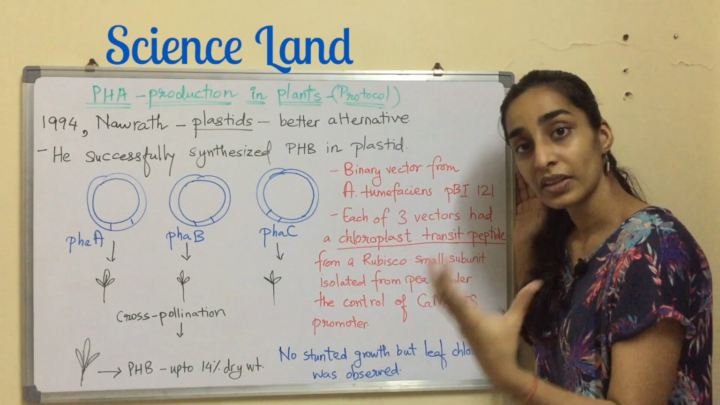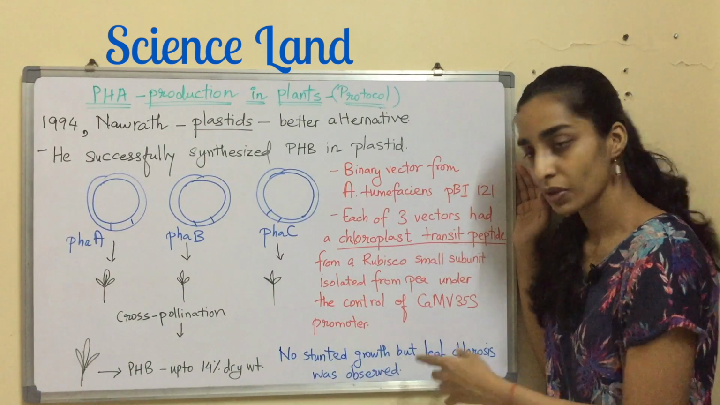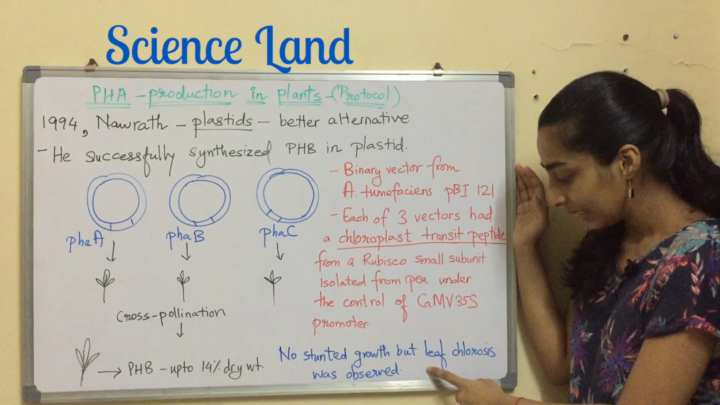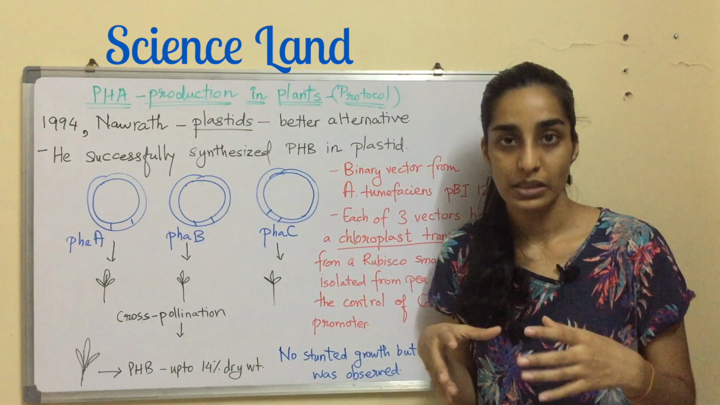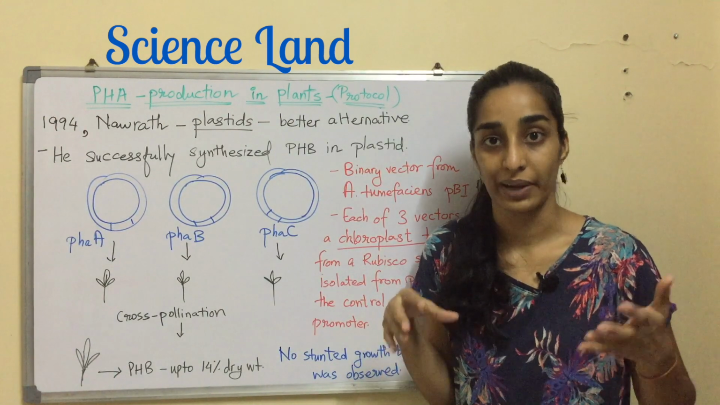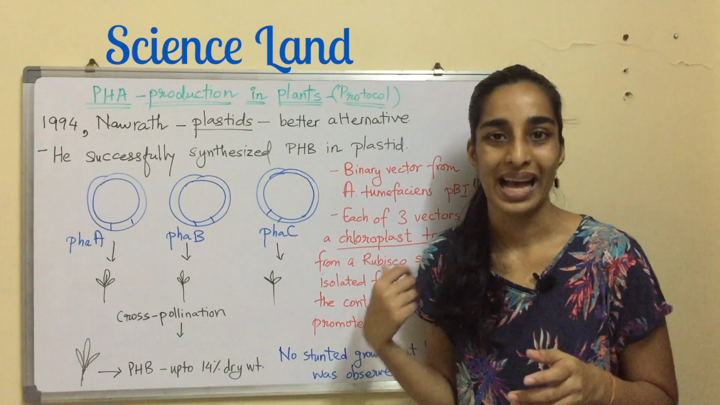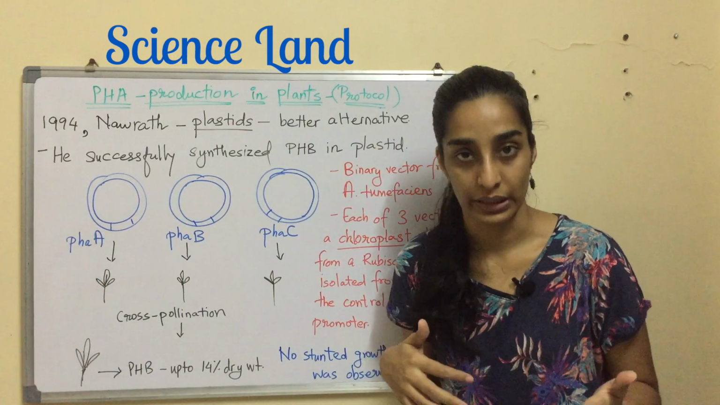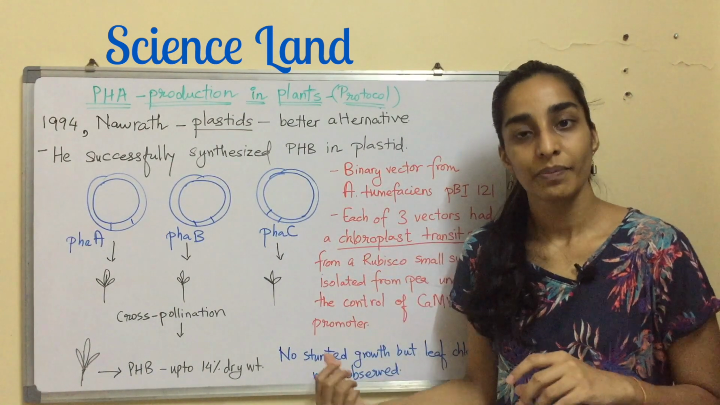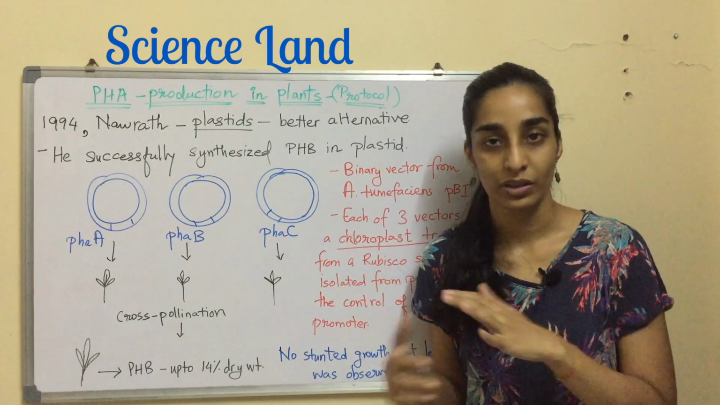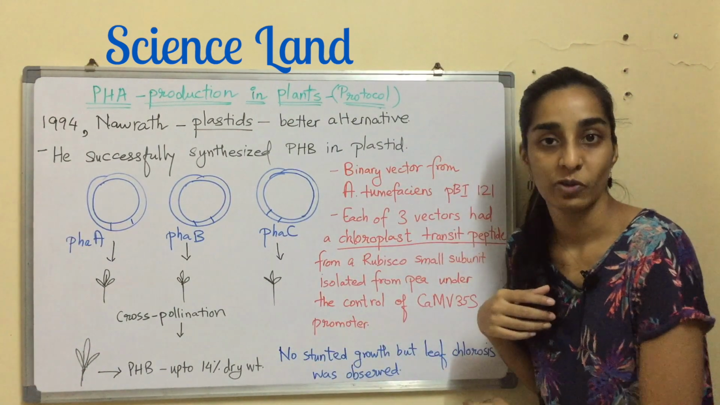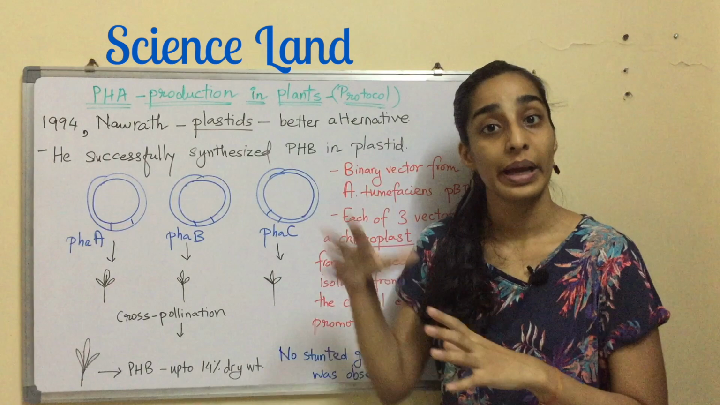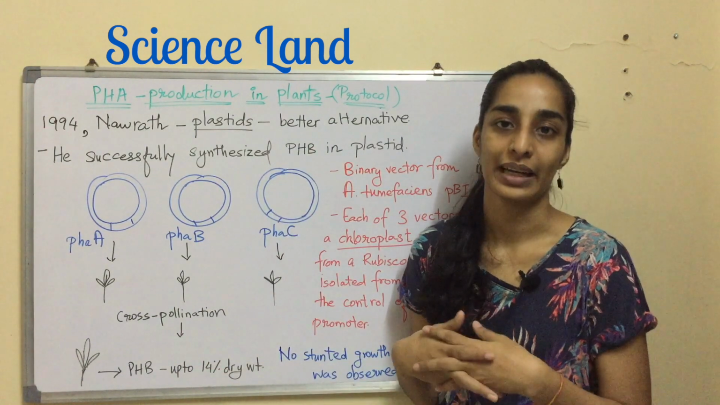Now, there were certain observations. No stunted growth was observed, but there was one disadvantage of this entire protocol. Leaf chlorosis was observed in plants which produced more than 3% of the dry weight of PHB. Leaf chlorosis as in the leaf is not able to produce chlorophyll sufficiently. That is known as leaf chlorosis. So, the initial problem of stunted growth is resolved, but another problem came up which is chlorosis. And further also, there was another person who improved this protocol. I'll talk about that protocol in a minute.